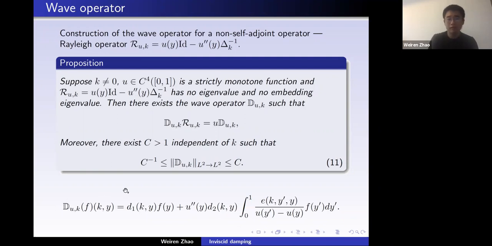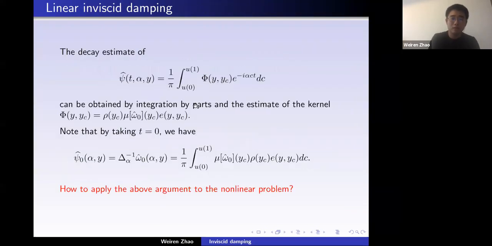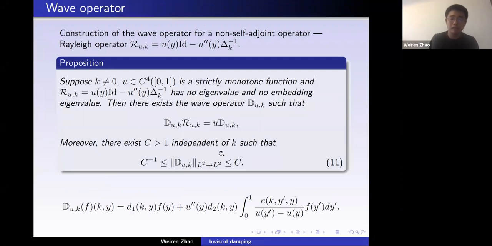So how does this relate to the linearized problem? Let's go back to this one. This is the omega represented by the D omega here. Let's go back to the representation formula for the stream function and take t equal to zero. Then we have Laplace inverse alpha omega equals this. So why don't we replace this? We call this our wave operator. That's the spirit of how we can construct the wave operator. Of course, we also make some modification to make it bounded, multiplying by some functions.